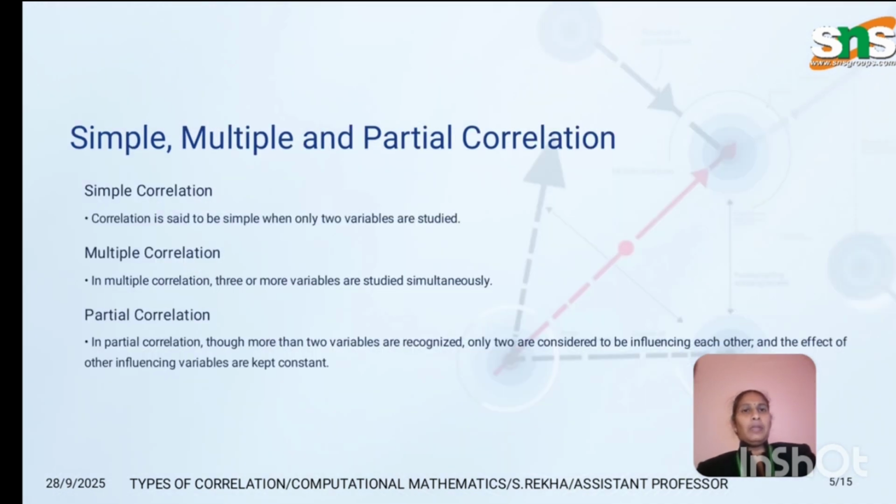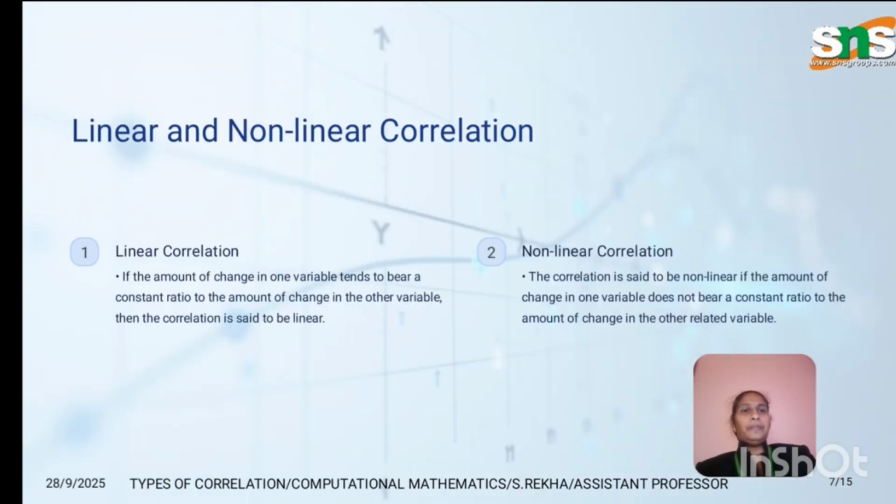Next is simple and multiple correlation. Correlation is said to be simple when only two variables are studied, whereas in multiple correlation, three or more variables are studied simultaneously. In partial correlation, only two variables are considered, and the effect of the other influences is kept constant.